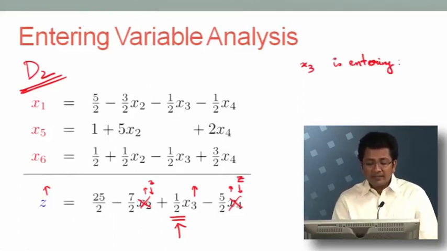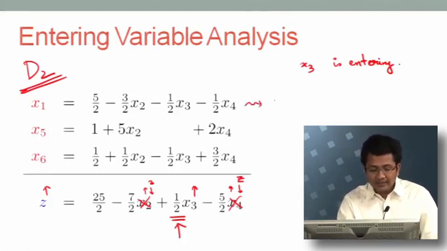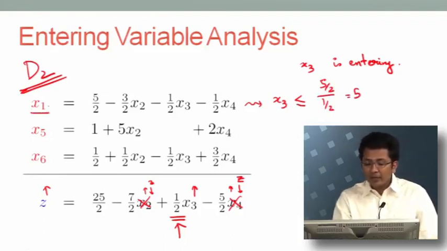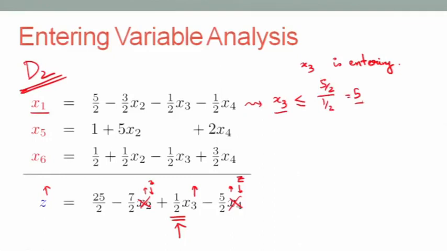So corresponding to x3, what leaves? Let's look at x1. As x3 goes up to 5 by 2 divided by 1 by 2, which is 5, x1 goes negative. So x3 can go up to 5 and still keep x1 non-negative. As far as x5 is concerned, x3 can go all the way up to infinity and it doesn't care, because x5 is 0 times x3. So nothing happens. The constraint you get is x3 less than or equal to infinity.